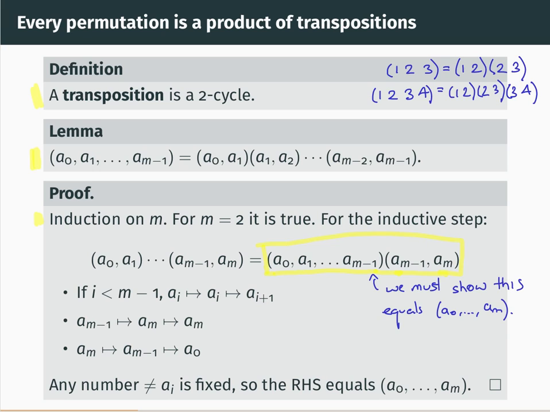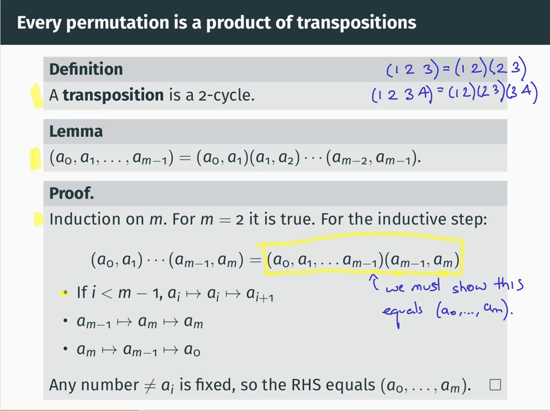So in order to do that, we'll simply think about what that composition does to each possible number. So first of all, let's think about an ai where i is less than m minus 1. We're asking, what does the composition, which I've put in the box there, do to ai if i is less than m minus 1? Well, okay, first you have to do the 2-cycle on the right, (am-1, am). That doesn't move ai because ai doesn't appear in that cycle. So that 2-cycle sends ai to ai.